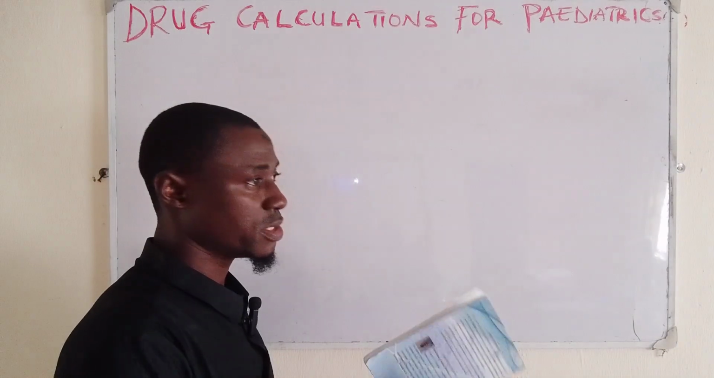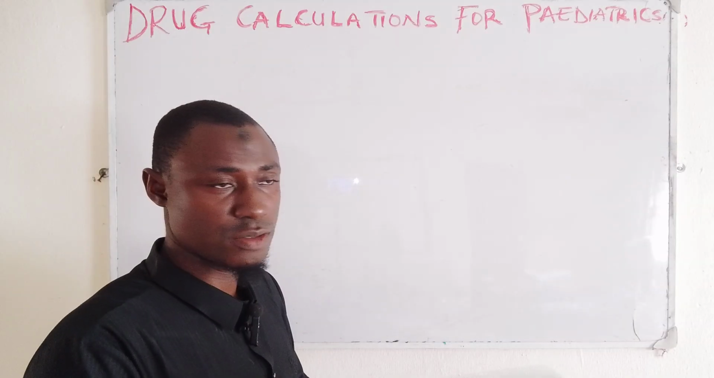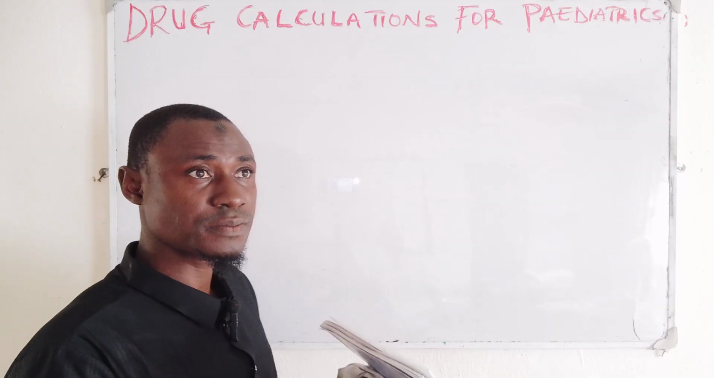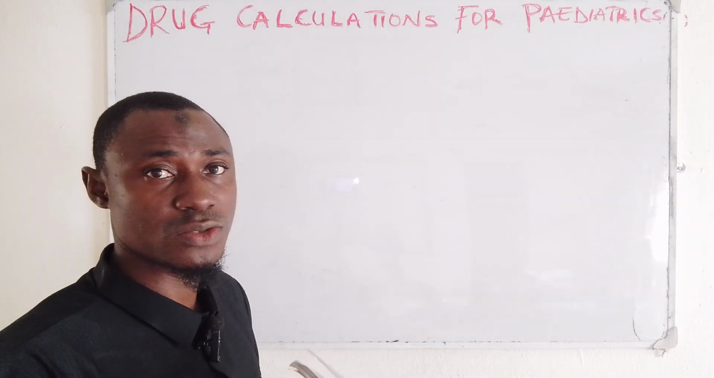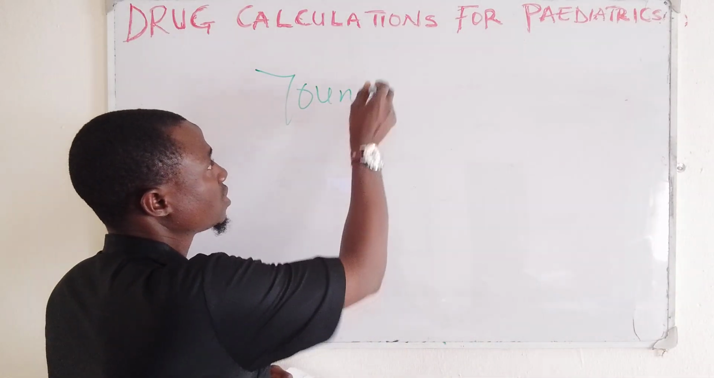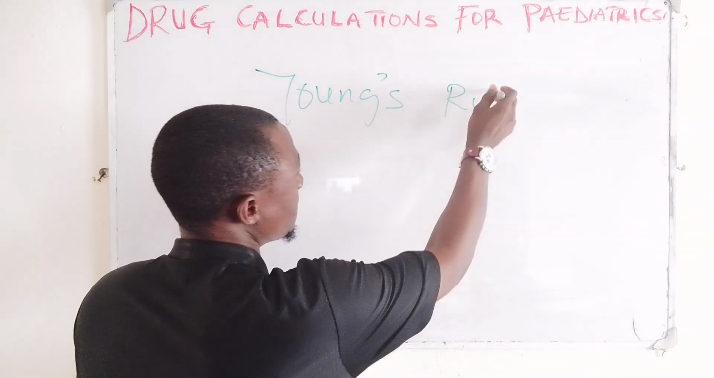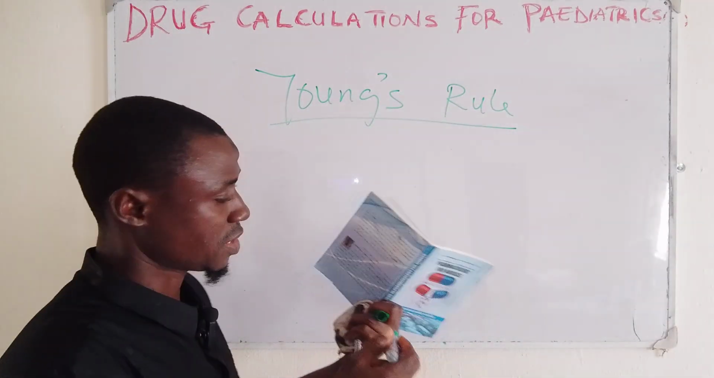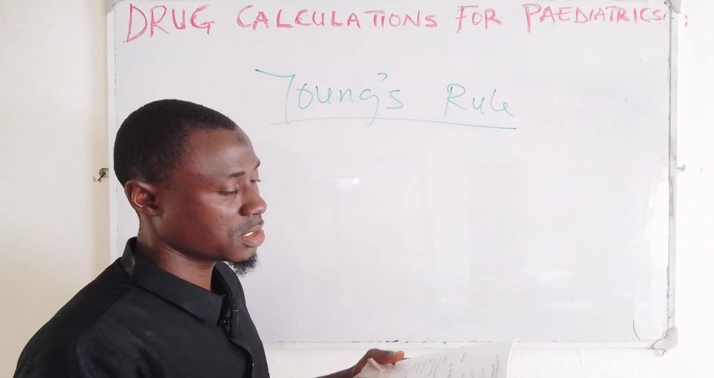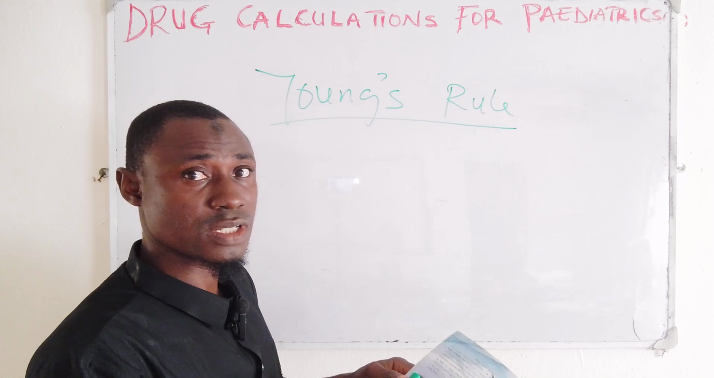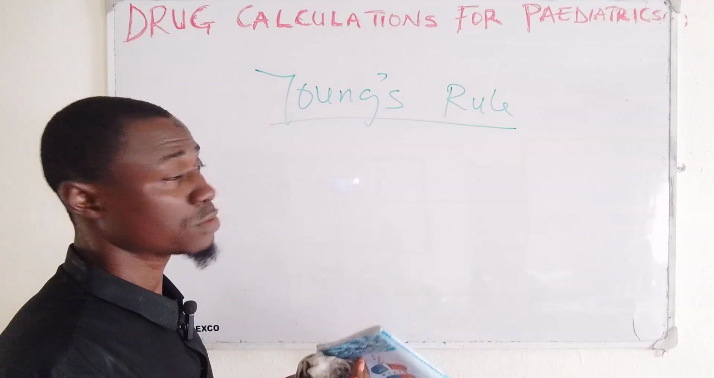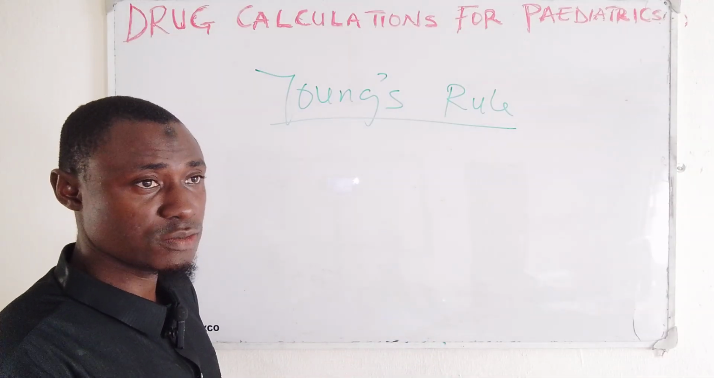Today we are going to continue with the second age-based rule. Previously we looked at the first age-based rule, that is the Young's rule. If you have not gone through that part of the video, I would advise you to quickly go through it. Still on this same page, we have discussed it exhaustively, and an example was also given. So today we'll continue with the second age-based rule.